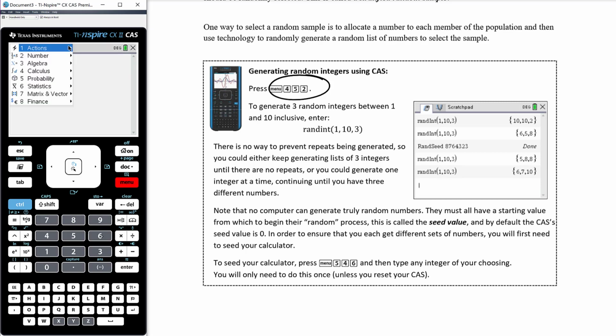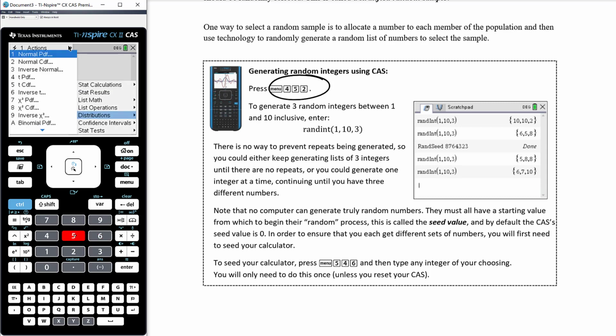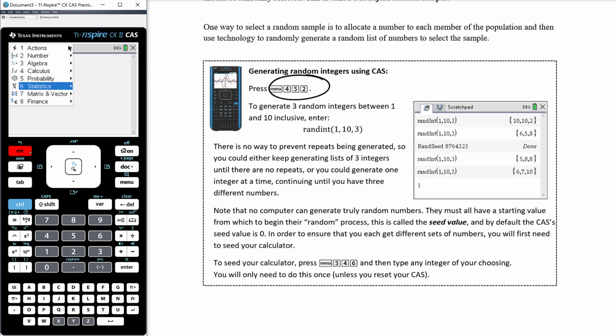Menu, I think we want 6 for statistics. And then we're going to want... Oh, no, sorry, 5 for probability. I think I've just got that 5, 4 around the wrong way. Let me go back. So menu, 5 for probability, 4 for random. Yeah, so they should be around the other way. Menu, 5, 4. And then 2 for integer.